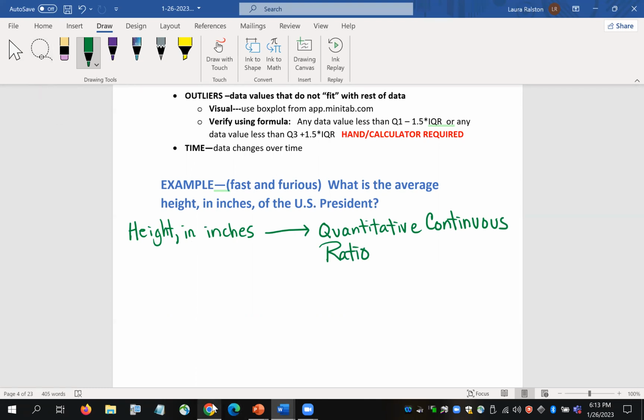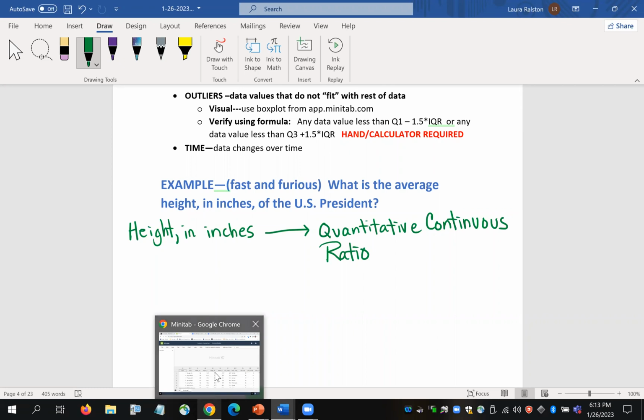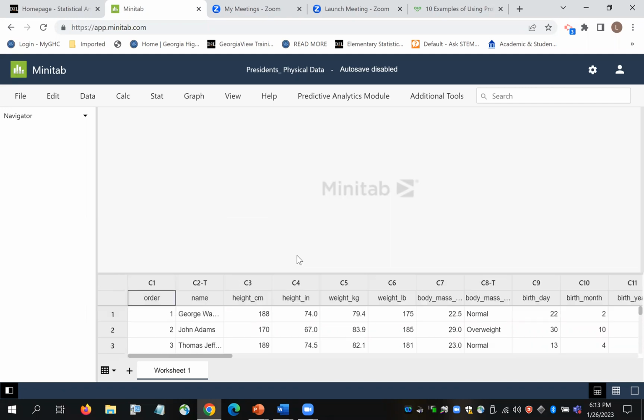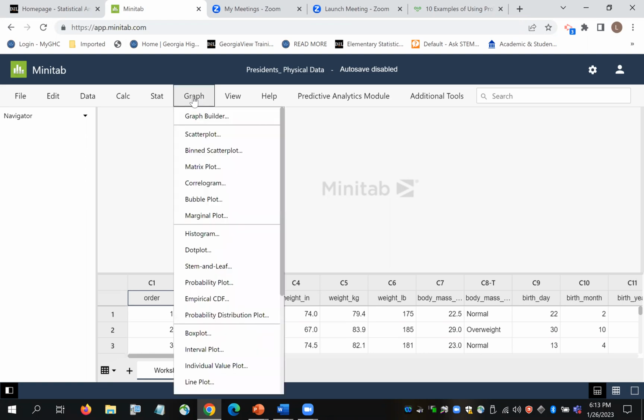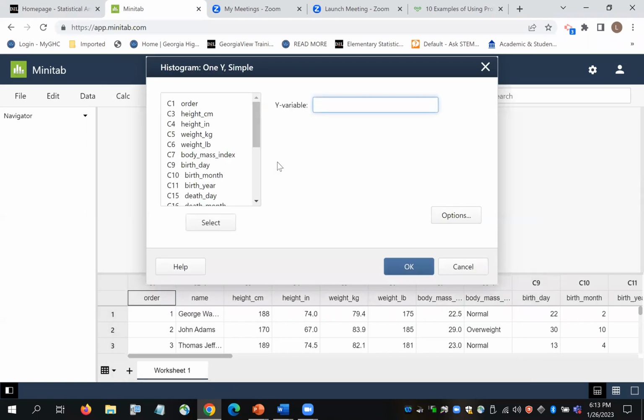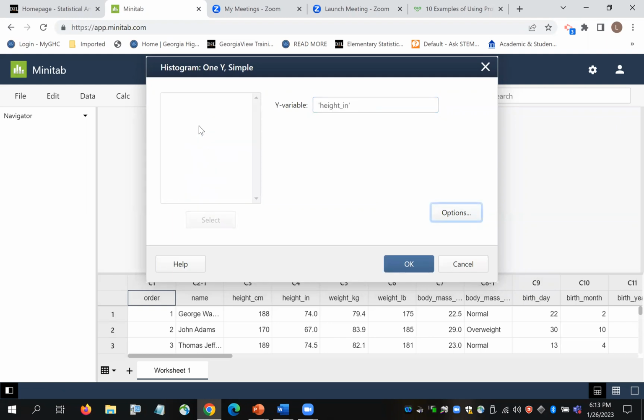I then want to create a histogram. I want to create a picture, a visual display of that variable. It is a graph. So I go to Graph. I want to make a histogram. We keep it as simple as possible. We're only using one variable. The variable I chose is height in inches. And then I click OK.